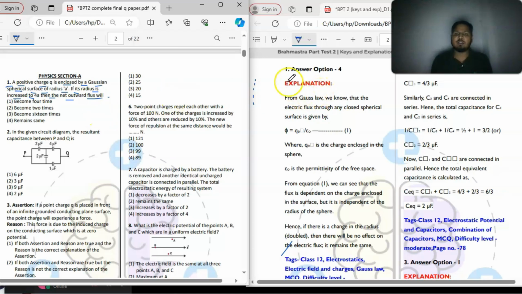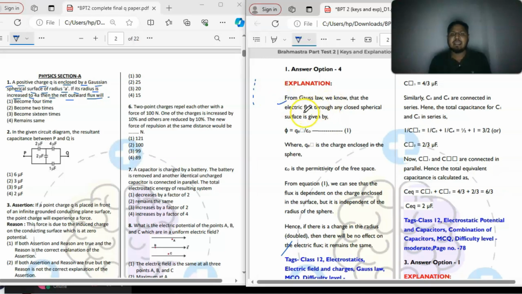So when I say what is Gauss law, you will say, sir, Gauss law is the electric flux through any closed surface is given by q enclosed by epsilon naught, right? So what is q enclosed? This is the q enclosed, the charge inside the spherical surface. So when I draw one spherical surface, and this is the charge q, what is the flux?